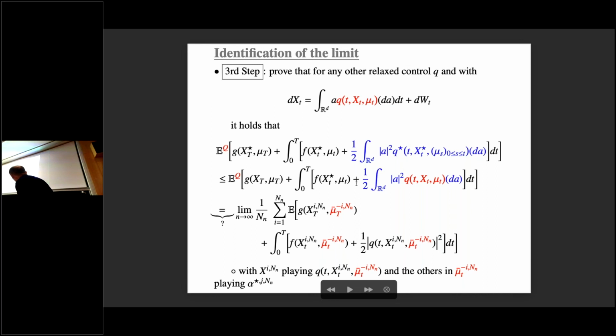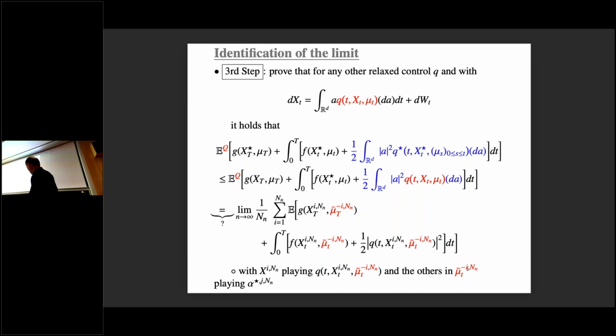You have to say that when you have a deviating player in the population that changes Q star for Q, then you can say that the cost here is the limit of those costs. And in this notation, this xi here means that the player number I plays this strategy Q, and the others keep playing what I call mu bar minus I. It means that the other ones are playing the Nash in the finite game. So everybody is playing the Nash strategy or the feedback strategies at the equilibrium except I, and I is playing Q.